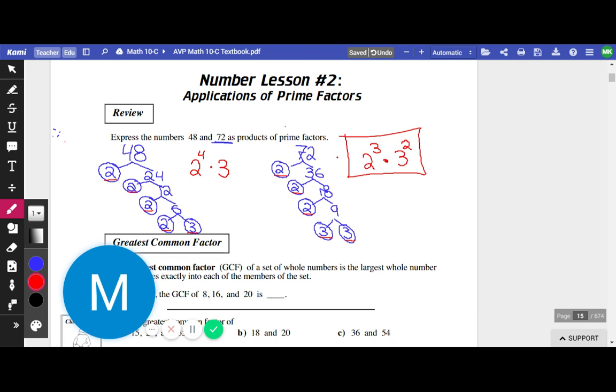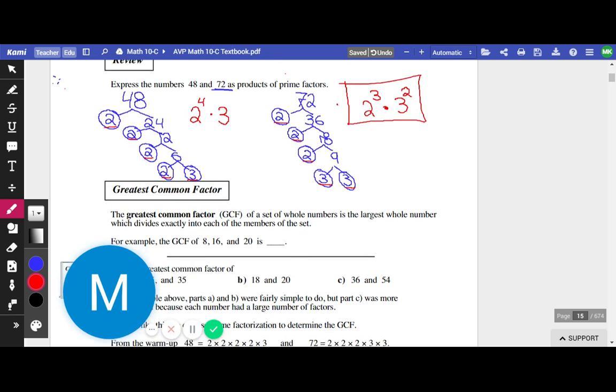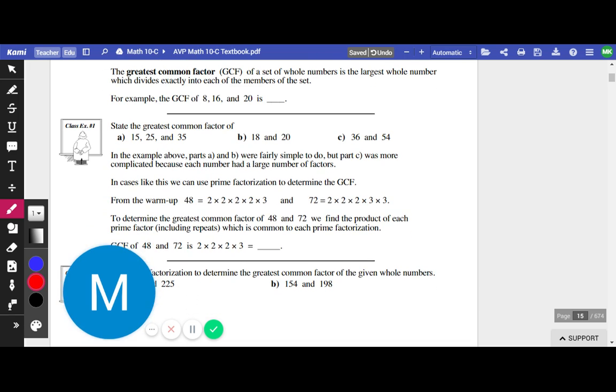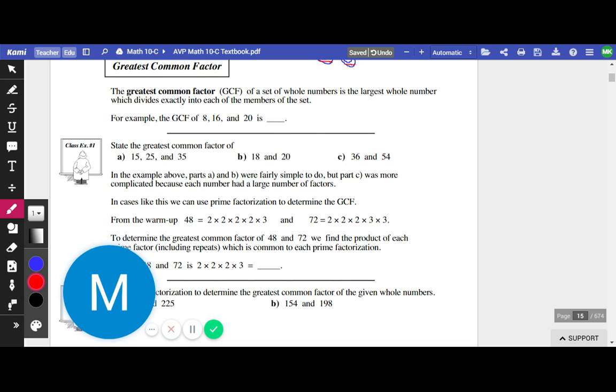Fantastic. So that's what we did yesterday. Today what we're going to do is use this stuff to calculate a couple things. We're going to start off by calculating your greatest common factor. Before we get into difficult greatest common factors, we're just going to discuss what a greatest common factor is, and we'll do some easy ones.